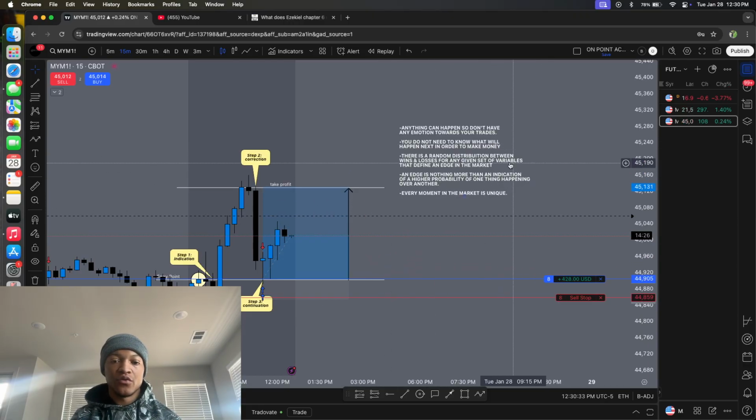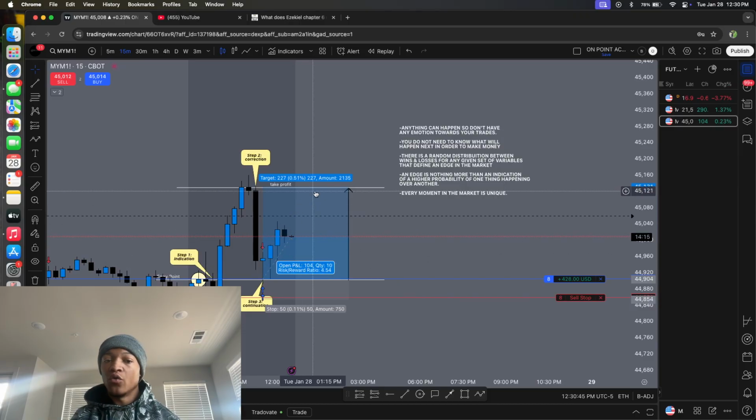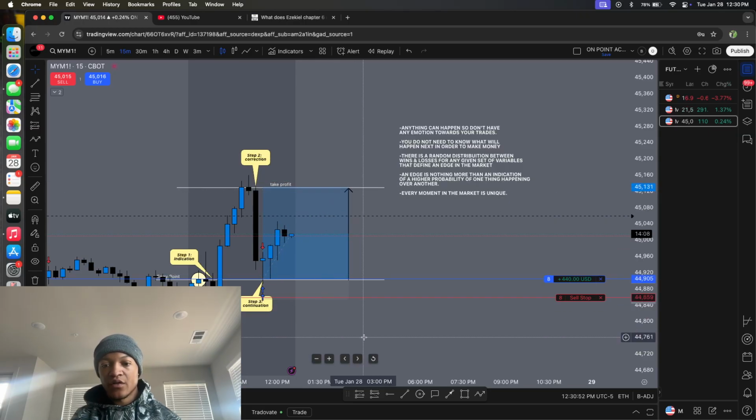Okay, number 2 is you do not need to know what will happen next in order to make money. And that is very true. You don't need to know what's gonna happen next. Like, I don't know price is gonna get here. I just have a higher probability of price wanting to get back up here than it wanting to sell. That's all it is. I'm not predicting it. I'm not a fortune teller. I just have an edge, and I take my trade based off my edge, and win or lose, I'm gonna continue to do the same thing, rinse and repeat, and you guys should as well.